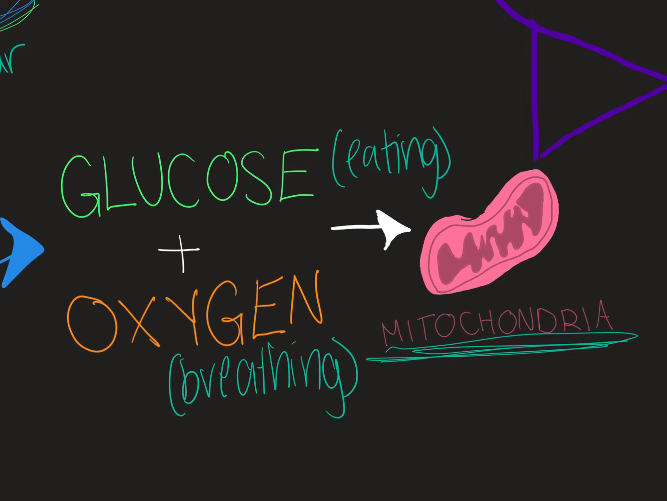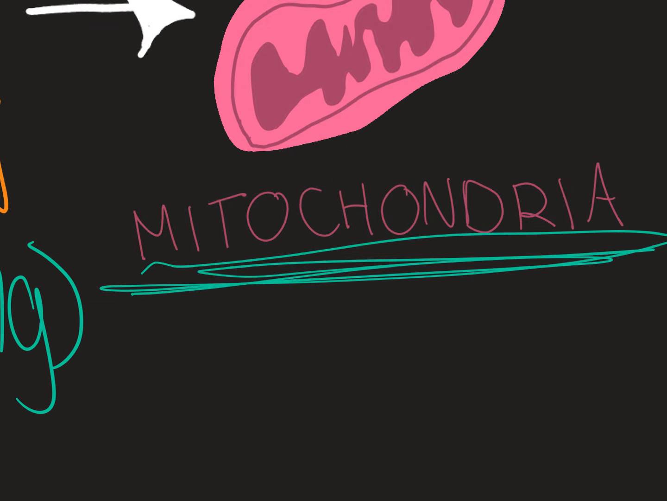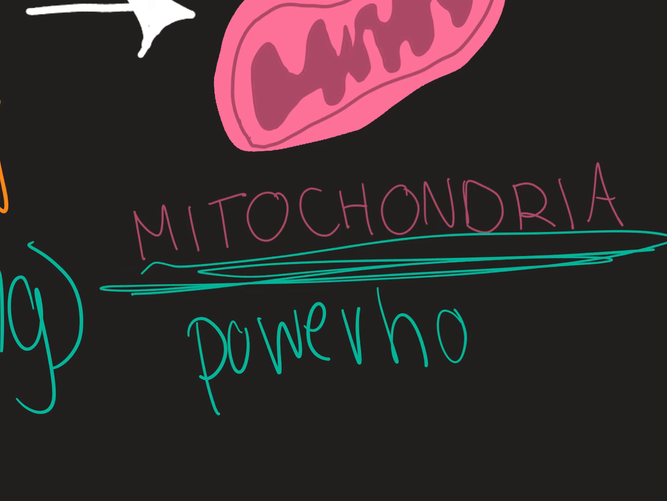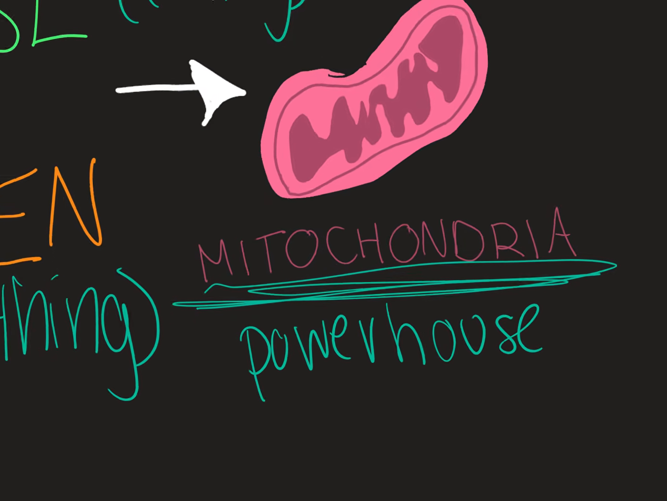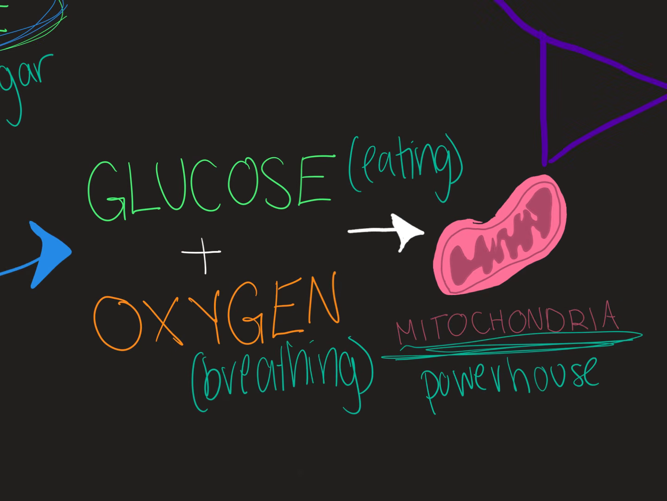So you may have heard of the mitochondria before. You may have heard people calling it the powerhouse of the cell. People call the mitochondria the powerhouse because it is where energy is made. So glucose and oxygen go into the mitochondria. They're inputs into this process, so they go into the mitochondria.